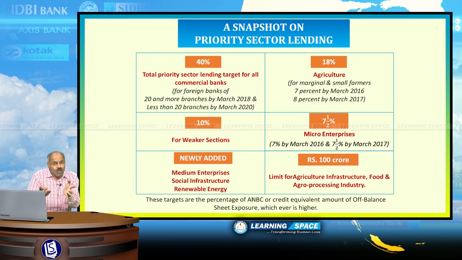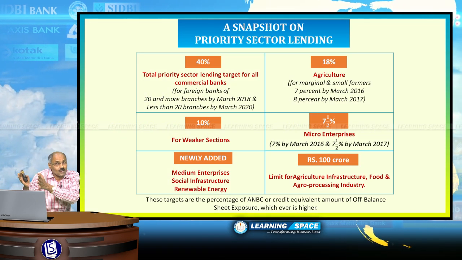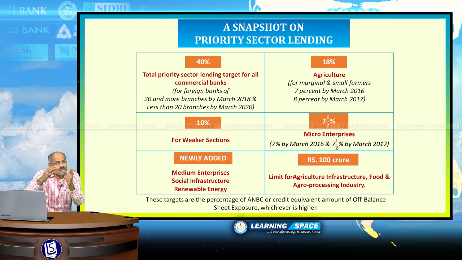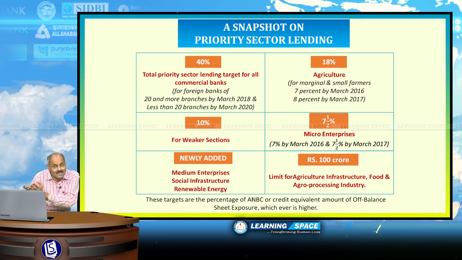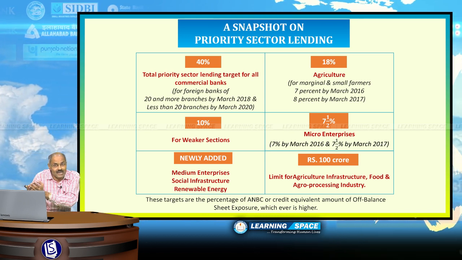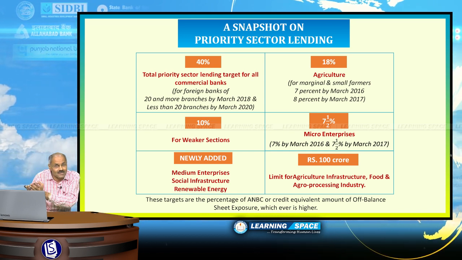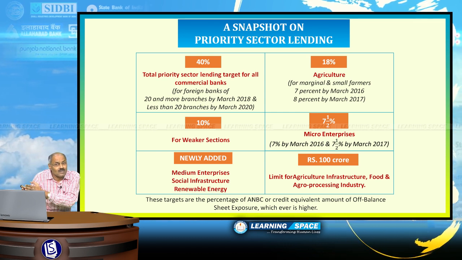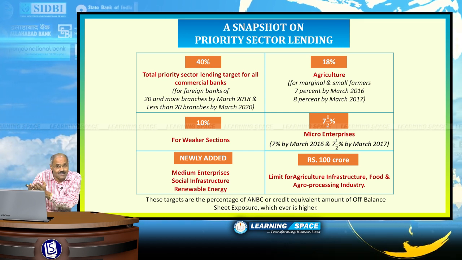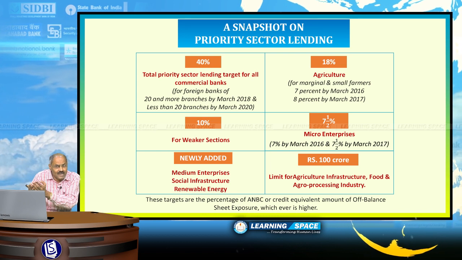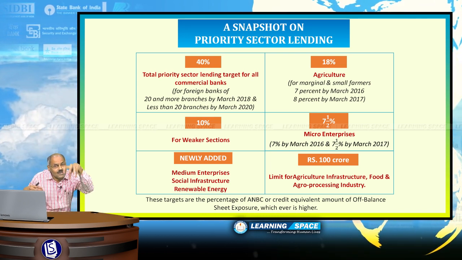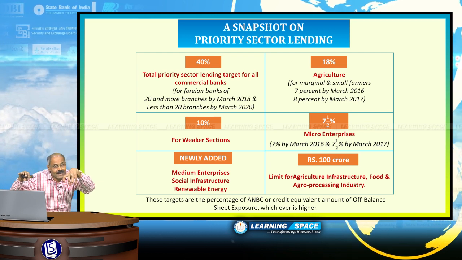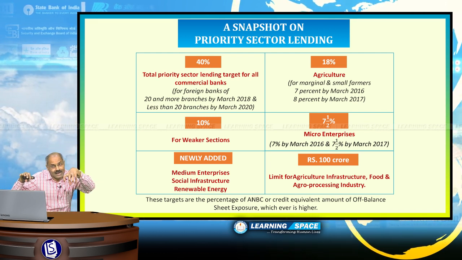And what percentage are banks required to give to priority sector? 40% of their adjusted net bank credit. I am not going into much detail of adjusted net bank credit, because that is a technical term; adjusted net bank credit is arrived at after taking into account loans and investments. So, total 40% of adjusted net bank credit should go to priority sector lending.